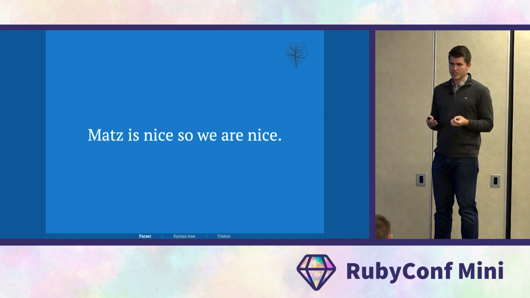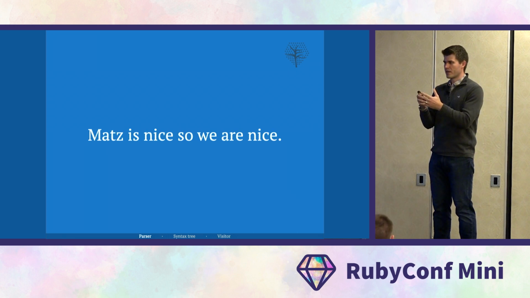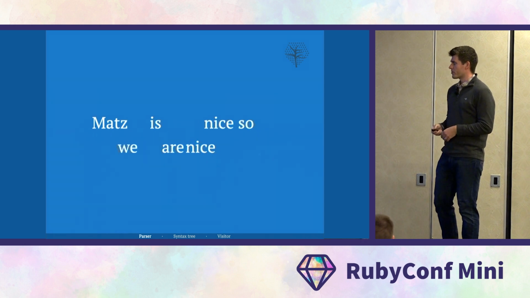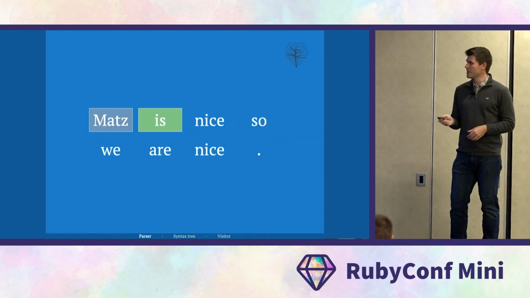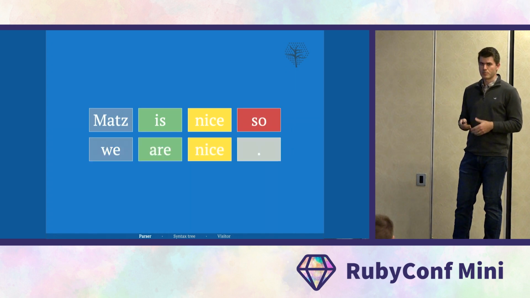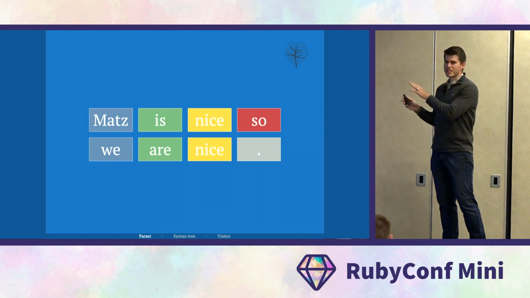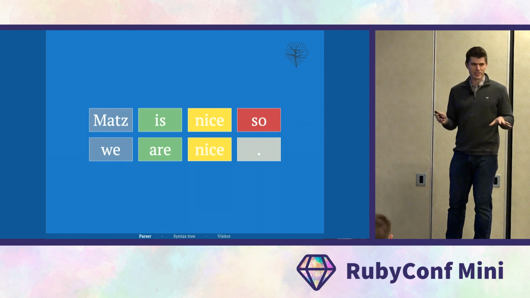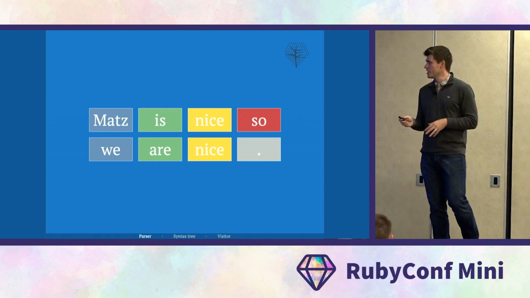The first step is lexical analysis. Lexical analysis takes a plain text segment and breaks it up into chunks. So first we're going to say, okay, Matt's is a noun, is a verb, nice is an adjective, so is a conjunction, repeat, repeat, repeat, and a period. So this is our lexical analysis. We determine which things are which. Now, mind you, in English, some of these things can be other things. This is just for example purposes. I'm not trying to parse English.